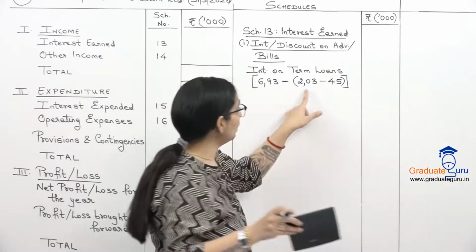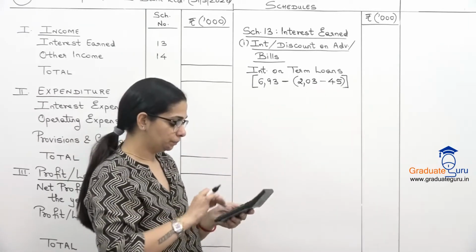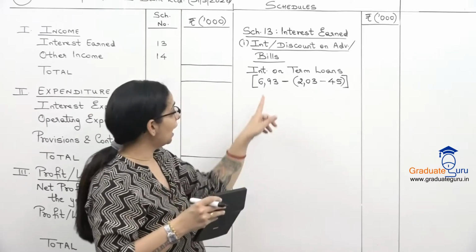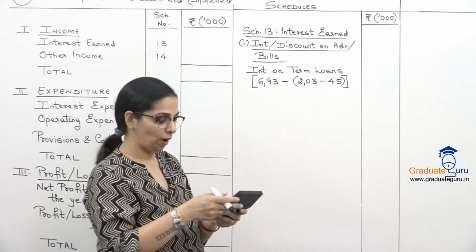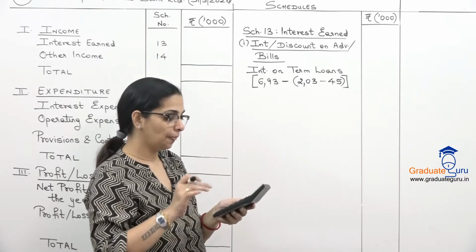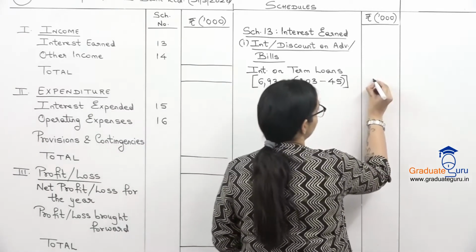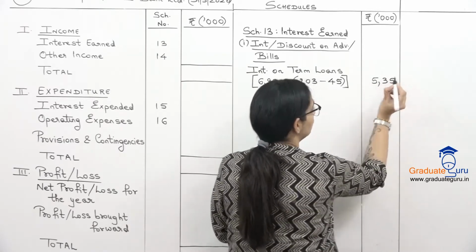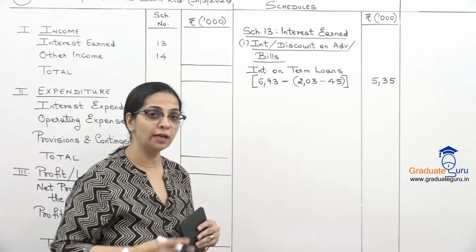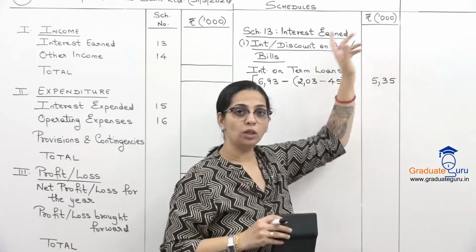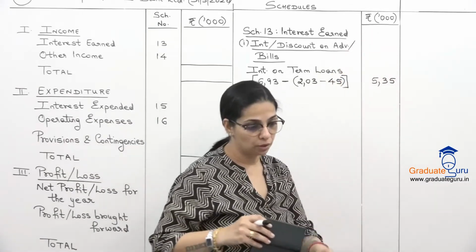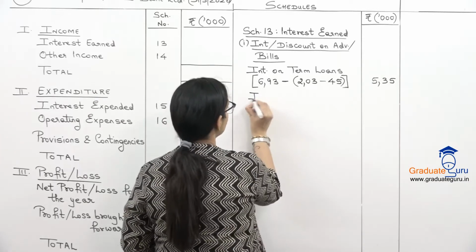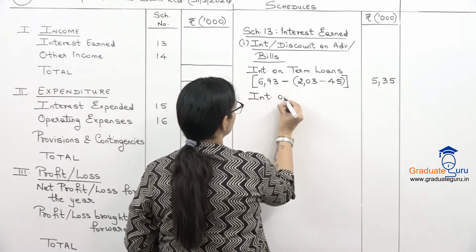Okay? So now when we do this, first we'll subtract this. 203 minus 45, that is 158, and 693 minus 158 will give me my interest on term loan, which I can show in my accounts, which is 535,000. As I said, all the amounts are in thousand. Okay? So now let's go to the next one, which is interest on cash credit.